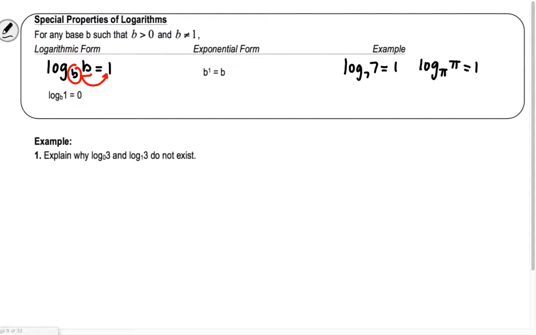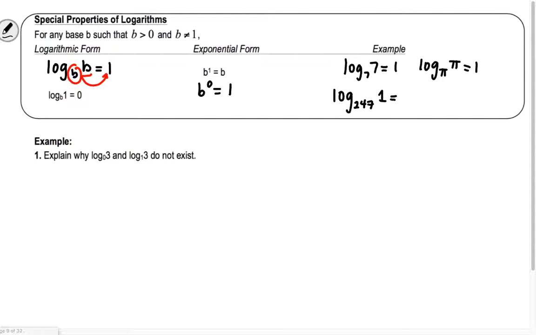Right? Okay, and then the other one is if we see b to the 0 equals 1, we know b to the 0 is equal to 1. So if you see it in its logarithmic form, log base b of 1, that's always equal to 0. So you could see log base 247 of 1, and you could say, oh, it's 0.